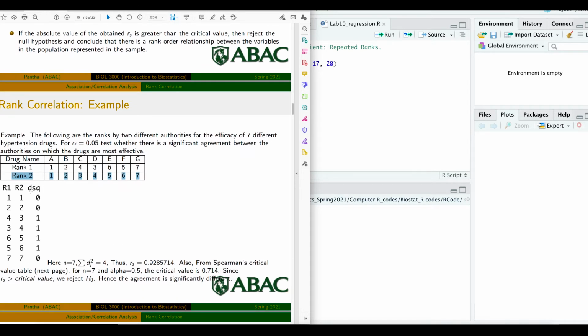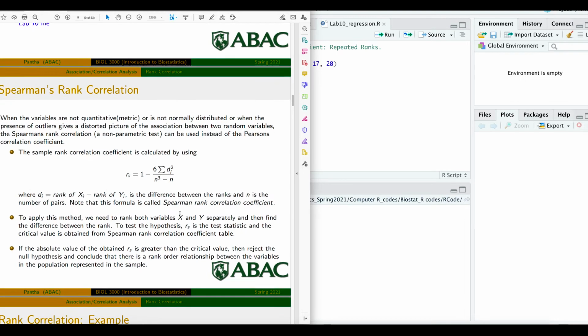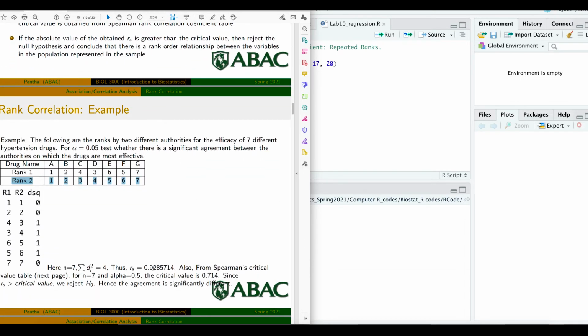So here the n is the number of pairs, right? 1, 2, 3, 4, 5, like that. n is 7, and the summation of d_i squared is the sum of the squares of the differences of the ranks, okay? That is 4. 1 plus 1 plus 1 plus 1 is 4. And r sub s, if you use this formula, you get r sub s equals 0.92.